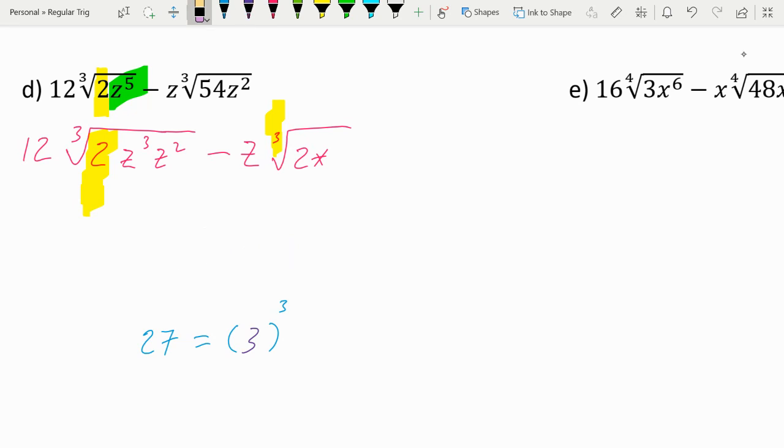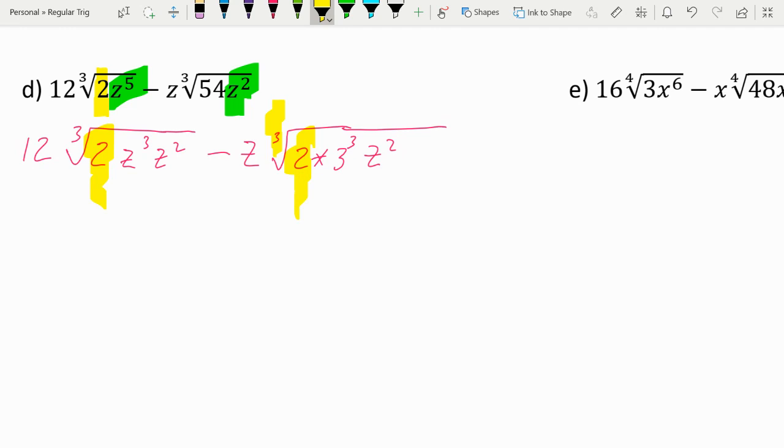So what am I going to do? I'm going to take that 27, and instead of writing 27, I'm going to write it as 3 to the 3rd. Now, can I do anything with that z? No, I can't do anything with that z because it's only z squared. So let me erase that. Now I'm looking at this thing. I used that 2 to help me cheat because 2 is there also.